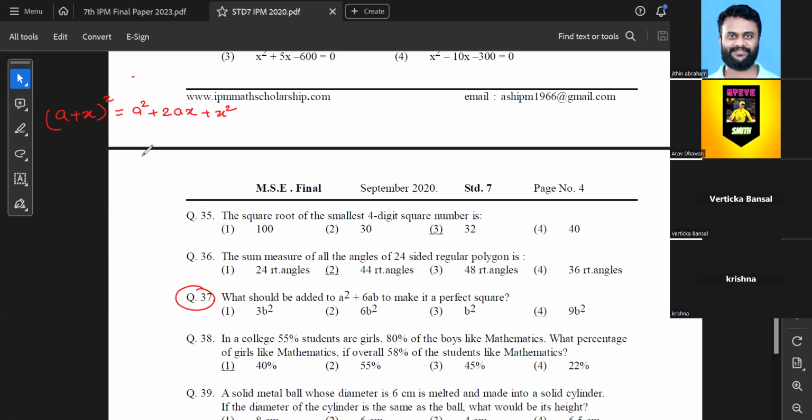Now, in this case, they have already given a square plus 6AB. Now 6AB can be written as 2A multiplied by 3B. As simple as that, 6AB. So in order to make it a perfect square, I will have to add the square of 3B. So 3B square is to be added. So 3B square is my answer. 3B the whole square, not this, huh? 3B the whole square is 3 square multiplied by B square, which is equal to 9B square.